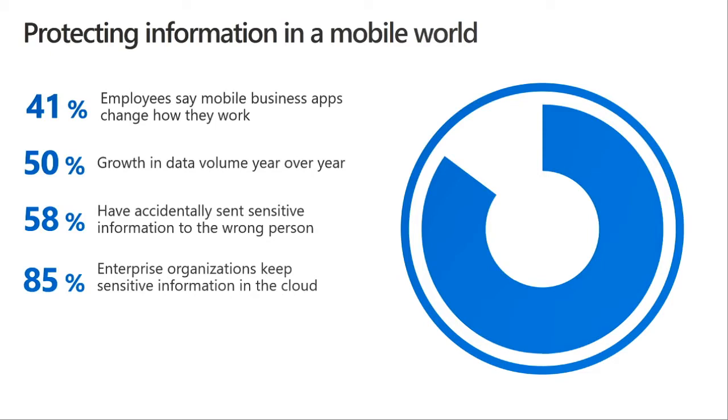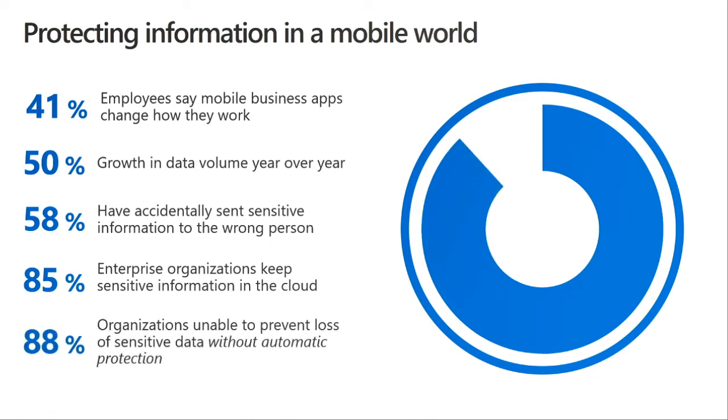And 85% of organizations are keeping sensitive information up in the cloud, where it's easy to share. Now finally, with all of these risks considered, 88% of companies feel that they cannot meet their data protection needs without some kind of automated identification or classification to help them in this just staggering growth of sensitive data.